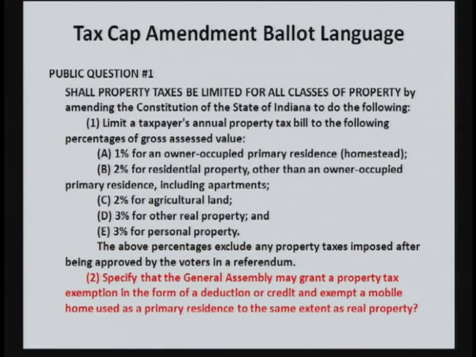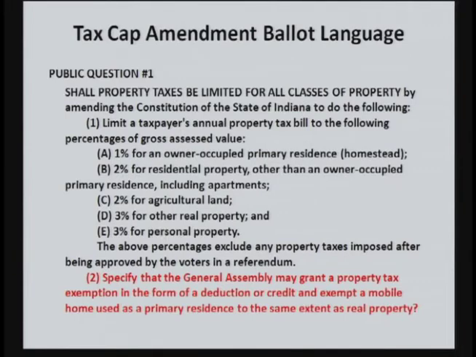Last thing that the tax cap amended ballot language says is specify that the General Assembly may grant a property tax exemption in the form of a deduction or credit and exempt a mobile home used as a primary residence to the same extent as real property. People may look at this and say, well, what is this amendment about mobile homes? And in a sense it is, in that the amendment actually crosses out 3 instances of the word real that are currently in the Constitution.